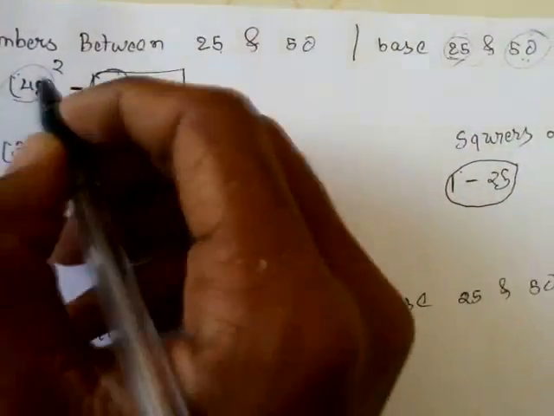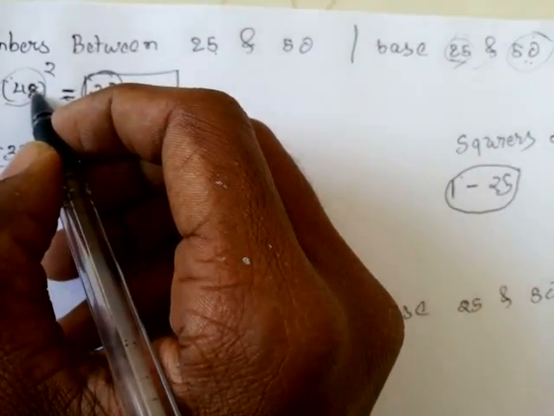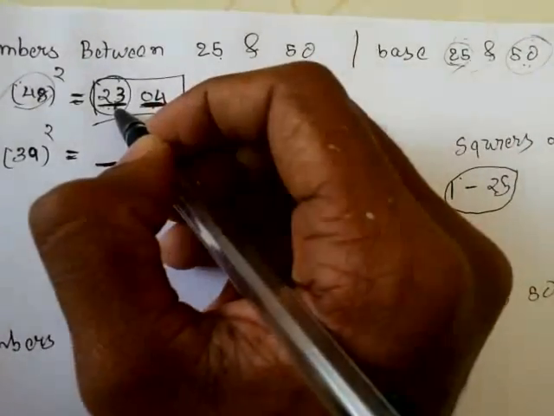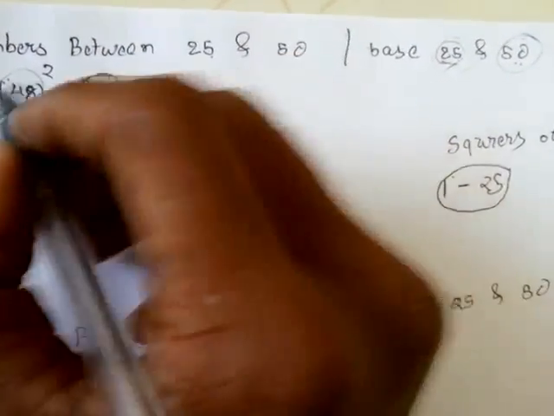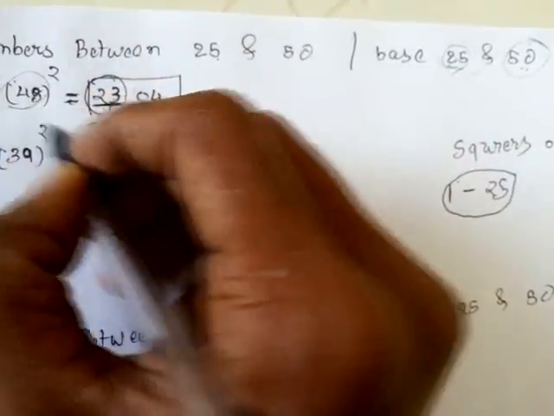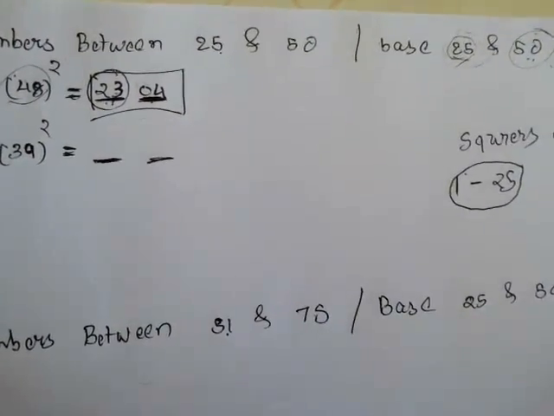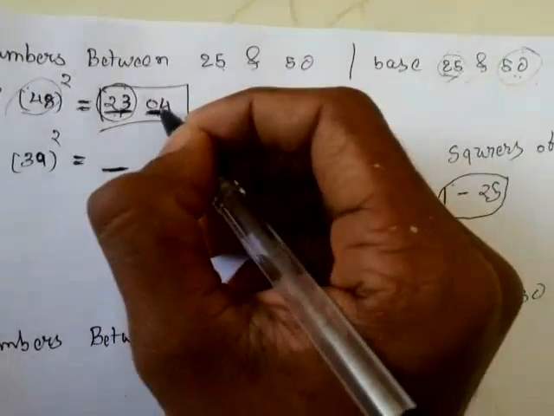So the first 2 digits we can find out by taking the difference between the number and 25. So what is the difference between the number and 25? 48 minus 25 will be 23. And the last 2 digits we can find out by taking the difference between 48 and 50. It will be 2. And we need to make a square of 2, which will become 4.